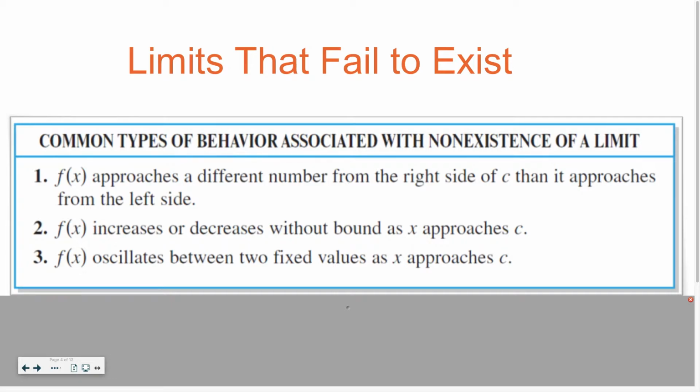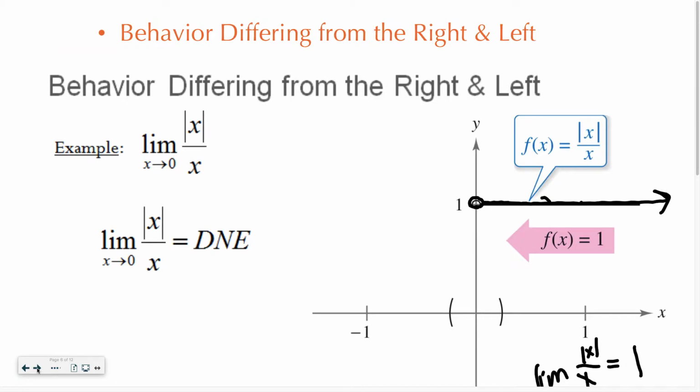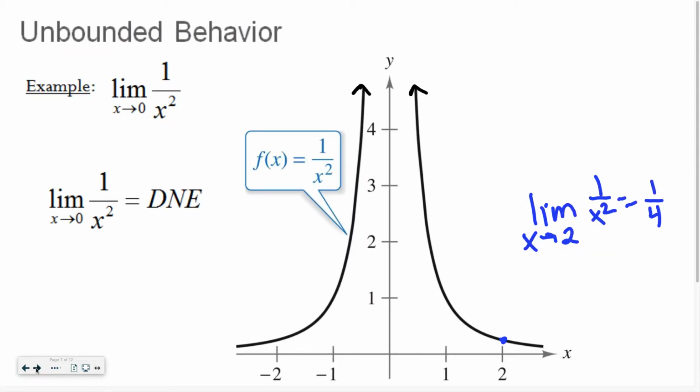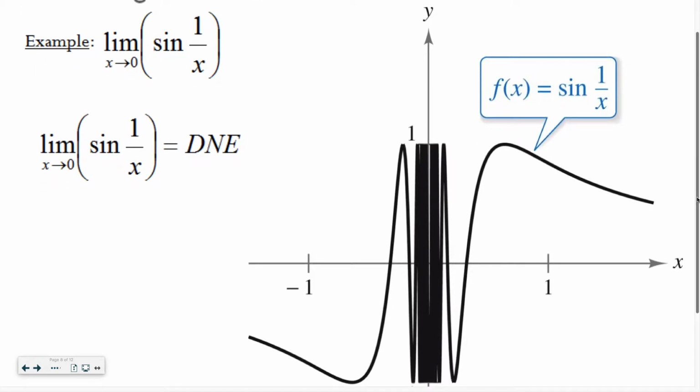So if f of x oscillates between two fixed values as x approaches c, then the limit does not exist. And this would be an example of that happening. Do you see how we oscillate between two fixed values as we approach c? Like I said, this is a very exciting one to draw in your notes because it's scribbly. It's fine.